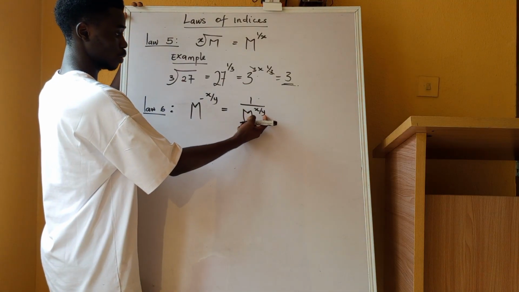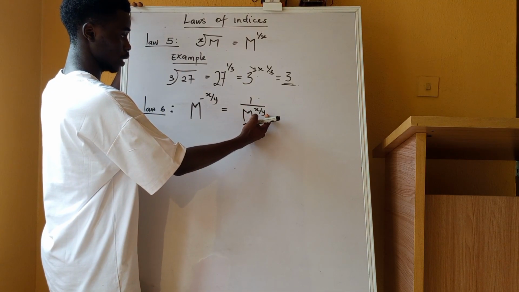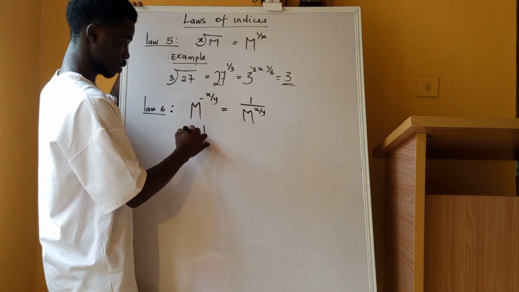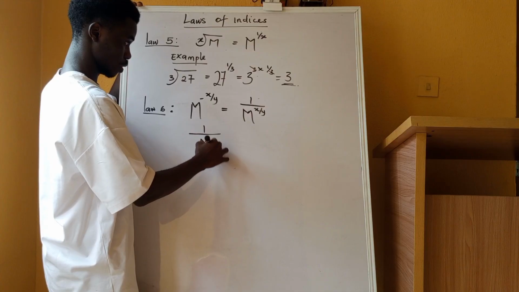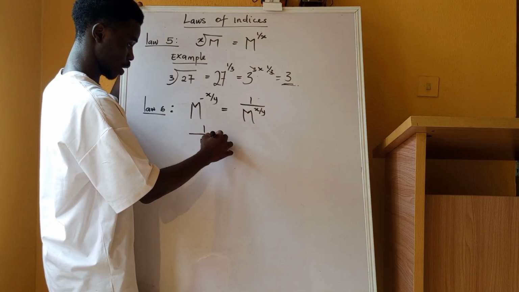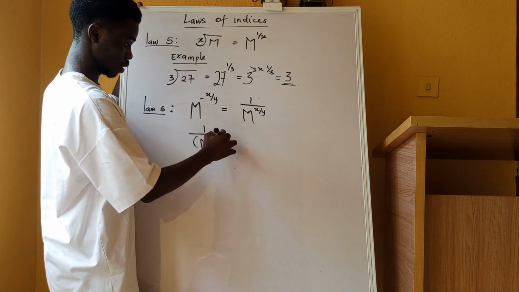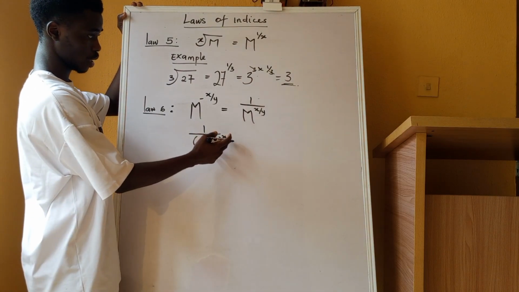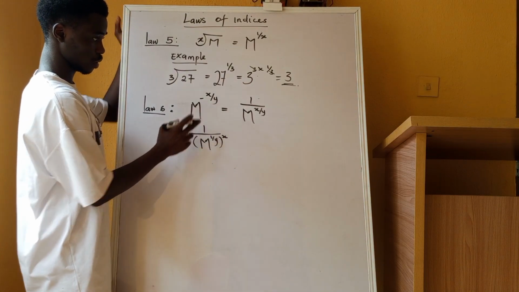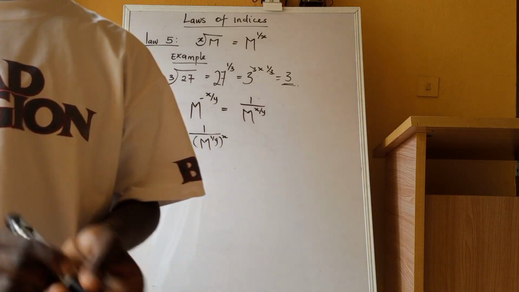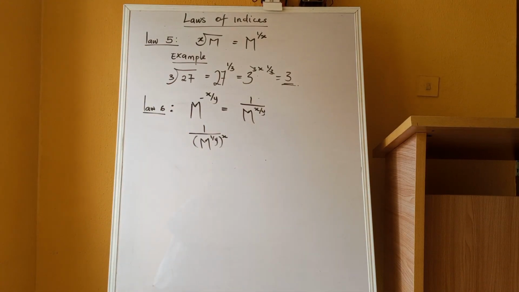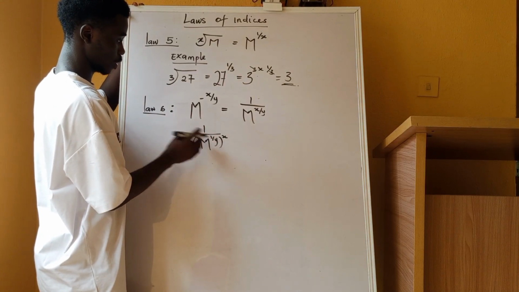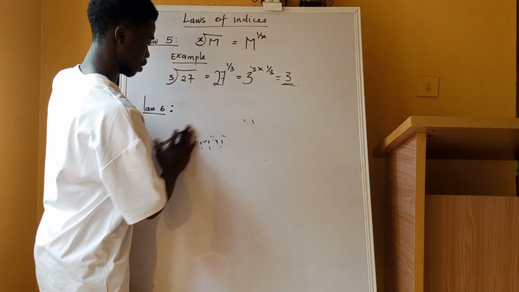Now we can also do something about this fraction at the top. I can also say that this is 1 over m to the power of 1 over y, then everything to the power of x here, because 1 over y times x gives us the same thing. Let me do this one again.